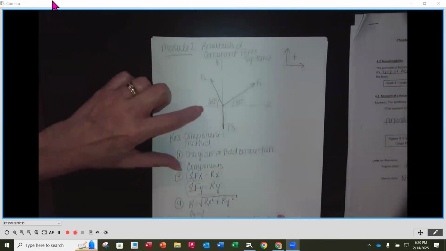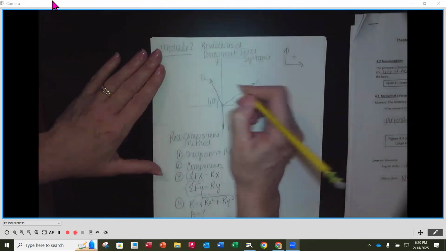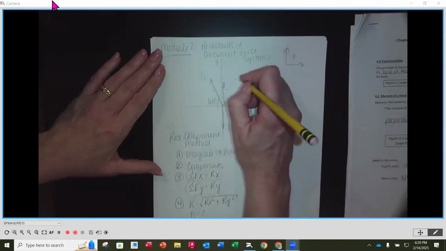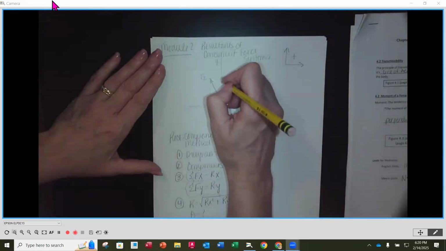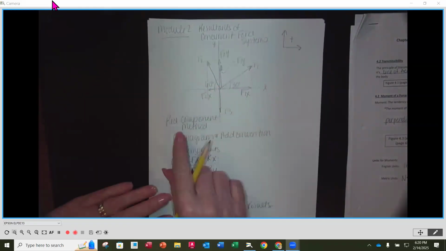Up here, don't forget, as long as we're talking diagrams, you have to also show your components. Components are always going to be on the X and Y axis, not floating. We don't do floaters, okay? Same thing here. So we've got another one, F2Y, F2X. So everything is going to be labeled so that when you do your components, if I see an F2X that you calculated, I'm going to look up here and I'm going to see it in your diagram. And it's going to be placed appropriately. So 2 problems, Module 2, resultants of concurrent force systems using the rectangular component method.